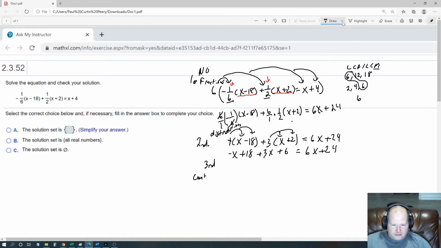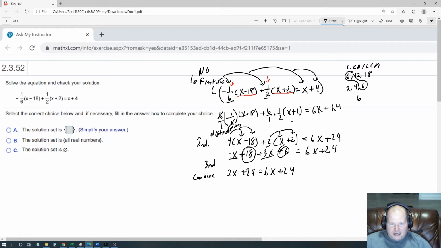The third step is to combine like terms. We have a negative x and a positive 3x, so negative 1 plus 3 is 2, and we end up with 2x. Then we have positive 18 plus 6, which gives us 24. On the right side, we still have 6x plus 24.